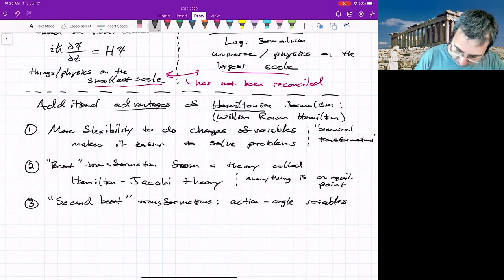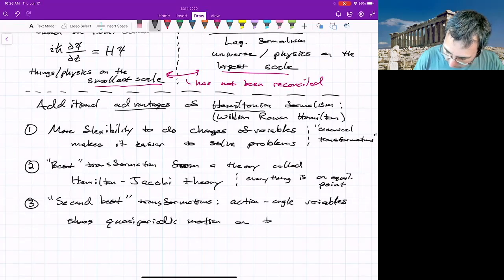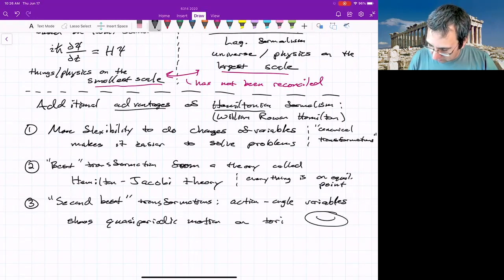And it shows quasi-periodic motion on tori. And by torus, like here's a 2D torus, just think the surface of a donut. A 1D torus is a circle.